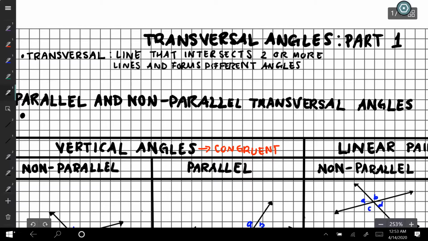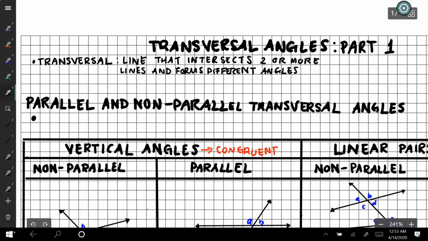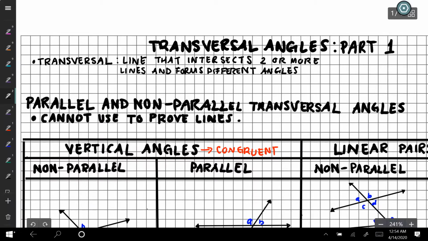Alright, these lines can be parallel or non-parallel, and we're going to go through parallel and non-parallel transversal angles first, and these are angles that we cannot use to prove lines are parallel. And we're going to see why in just a minute. Alright, let's underline that in red. We cannot use these two types of angles to prove that lines are parallel.